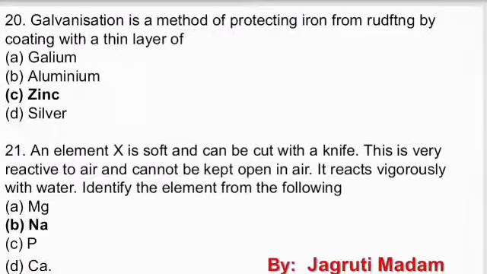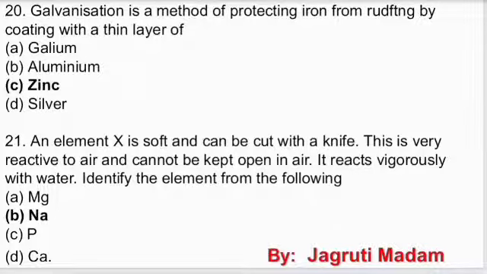Now, question number 20. Galvanization is a method of protecting iron from rusting by coating with a thin layer of, the options are gallium, aluminum, zinc and silver. The correct option is zinc.